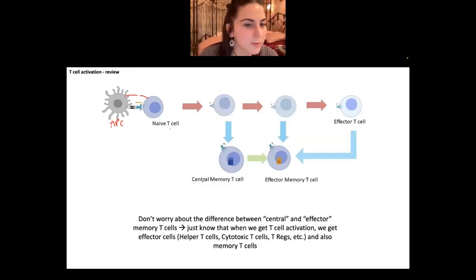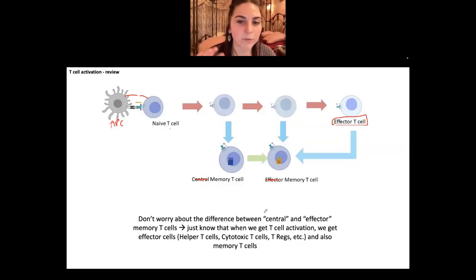I don't really know the difference between central and effector memory T cells, but what I wanted you to see from here is you're getting memory T cells from this process, and you're also getting effector T cells. If you want a CD4 positive T cell, the effector T cell could be a Th1, Th2, Th17, or TFH. This is whatever T cell you're trying to make. It can also be a CD8 positive T cell. Whatever T cell you're trying to make, that's the effector T cell. So you're getting memory T cells and you're getting whatever effector T cell.